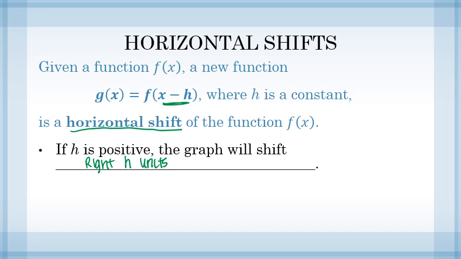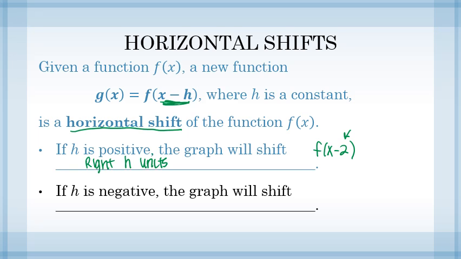Now, this is the part that's a little bit tricky, because a lot of students would think, if I gave them this as an example, oh, your h is -2, it's not positive. Well, in this case, it actually is. Looking at this function, h is whatever value you're subtracting. So here we're subtracting just a +2. It's x minus +2. And then if your h is negative, the graph is going to shift left h units.